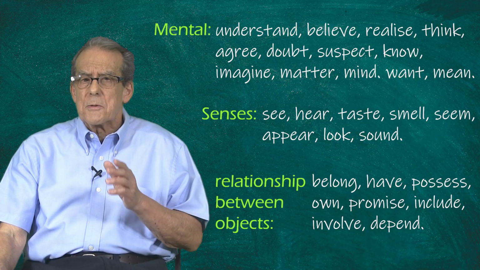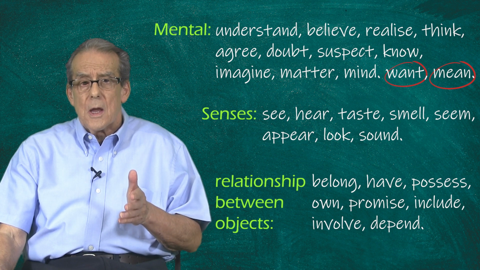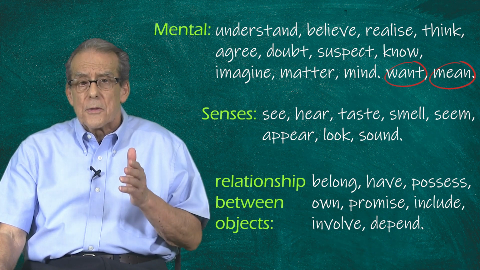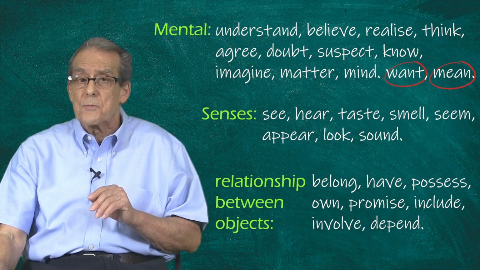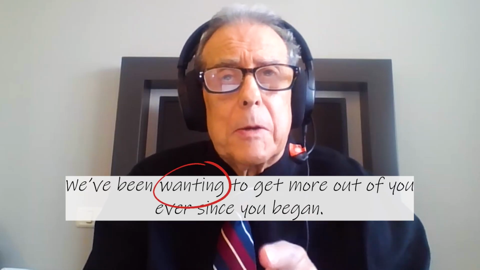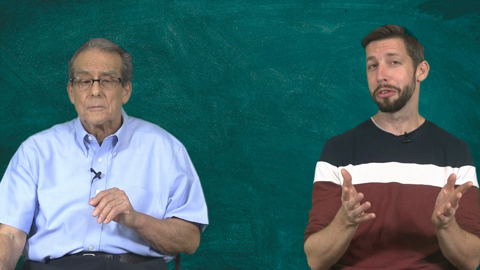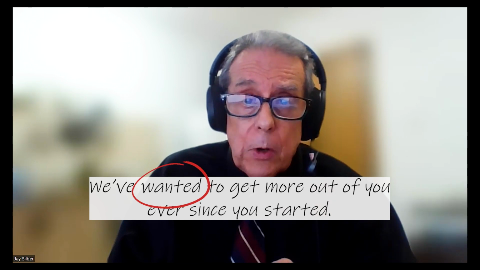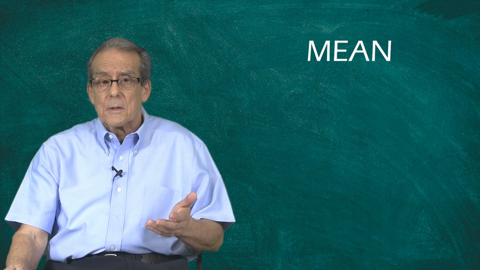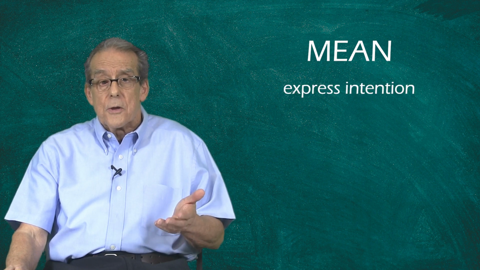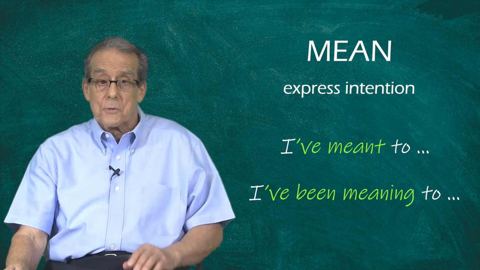There are 2 exceptions to this rule. The stative verbs mean and want. We can use them in both the present perfect simple or continuous form with no change of meaning. We've been wanting to get more out of you ever since you began. Jay could also say, We've wanted to get more out of you ever since you started. And the same goes for mean. To express an intention, you can say, I've meant to do something, or I've been meaning to do something.